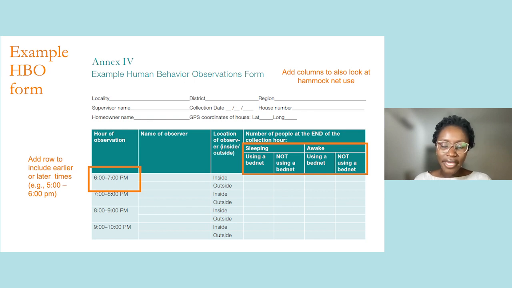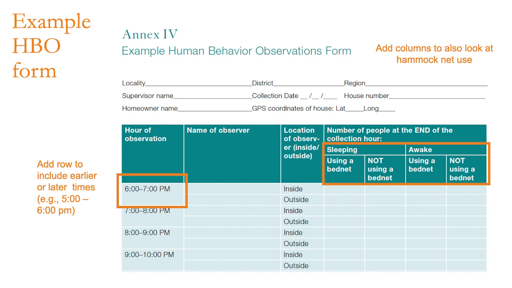Here is the example HBO form I just mentioned. To quickly orient you to the form, at the top there are fields to collect site-specific information and collection date and location details. Then in the table itself, the column on the left is the hour of observation, followed by the name of the observer, the location inside or outside, and the number of people in each of the 4 defined categories at the end of the collection hour.